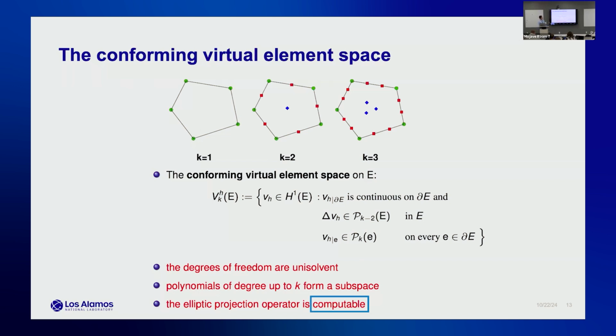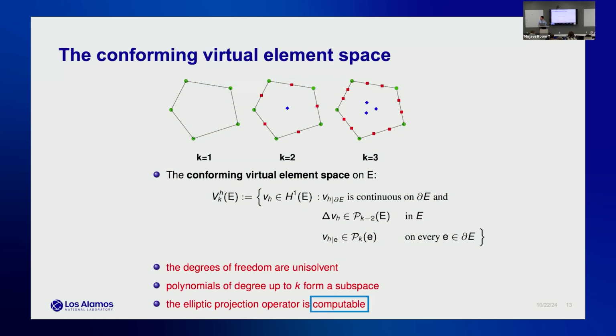Then these are the degrees of freedom. For k equals 1, we only need degrees of freedom on the vertices. For k equals 2, we need degrees of freedom on the edge and also internal. By choosing these degrees of freedom, it is proven that the solution exists. This discrete problem is well posed. And the space of polynomials of degree up to k is a subspace of this virtual element space, VKH.